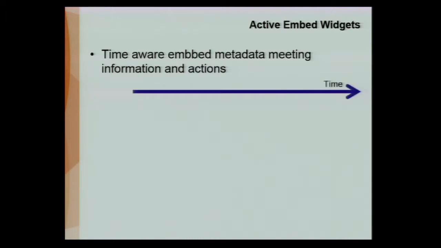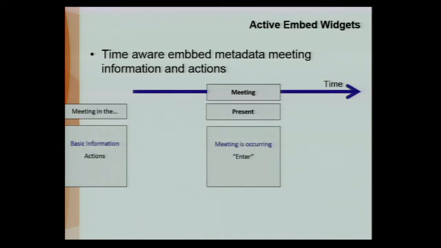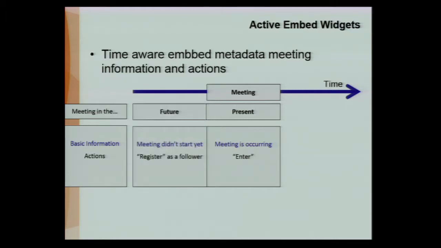In fact, if you think of the meeting on a timeline, and the meeting occurs on that period of time, when the widget is visible, it will show something like "the meeting is occurring, click here to enter." So this is something that you'll see on Moodle, okay? A block, a widget where you go and see. But if the moment is before the meeting, so the meeting will occur in the future, there will be a message saying the meeting didn't start yet, register here as a follower. If you register as a follower, then you will get notifications and so on.